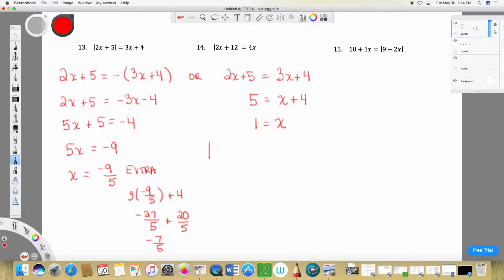On the left-hand side, if we plug in 1, we've got 2 times 1 plus 5, which is 7. And the absolute value of 7 is 7. Well, the question is, when we plug in 1 over here, do we get 7? And you can see that we do. That this does check, and the x equals 1 is our only solution.